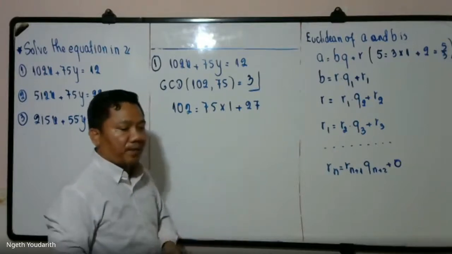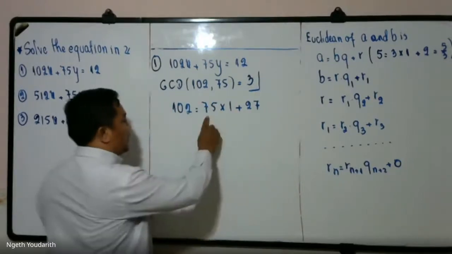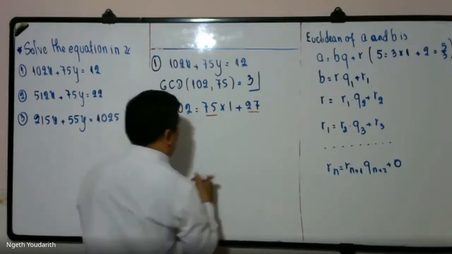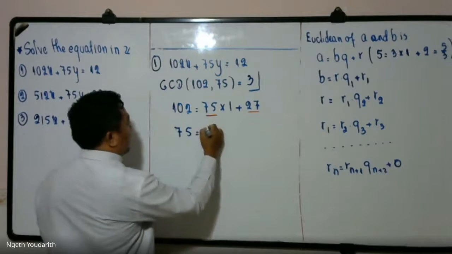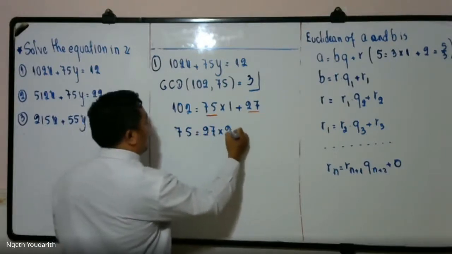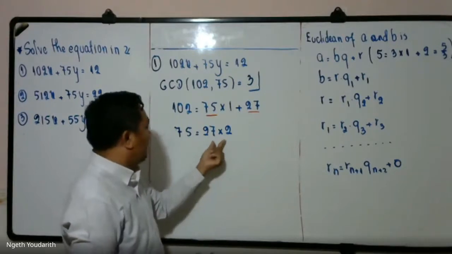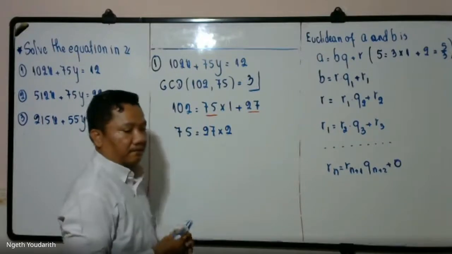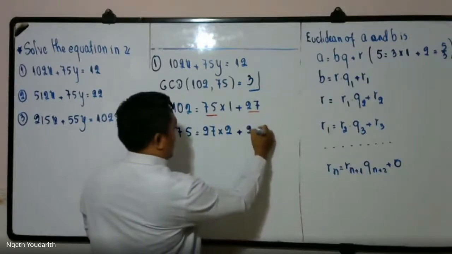So the next step, we take the denominator of the first clip with the remainder. What is the denominator of this one? 75, yeah. We take 75 and we take 27. So in this case, I can write 75 equals 27 multiplied by 2. 27 multiplied by 2 is only 54. How about 54 to 75? What do you plus with? Plus 21. I think it's 21.